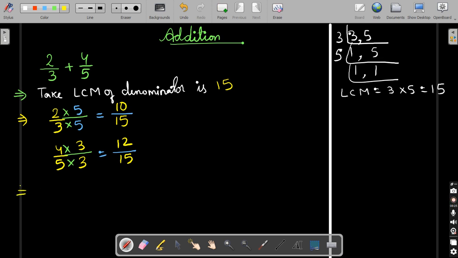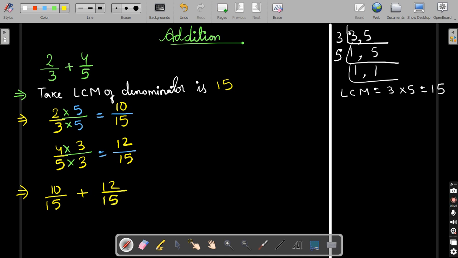Now what will I do in the next step? I will add these two numbers, because they are the equivalent fractions of 2 by 3 and 4 by 5. Already we know what an equivalent fraction is: it is the same as your original fraction. So, 10 by 15 plus 12 by 15.